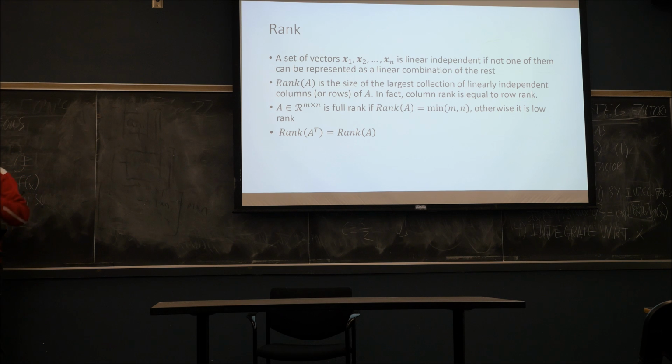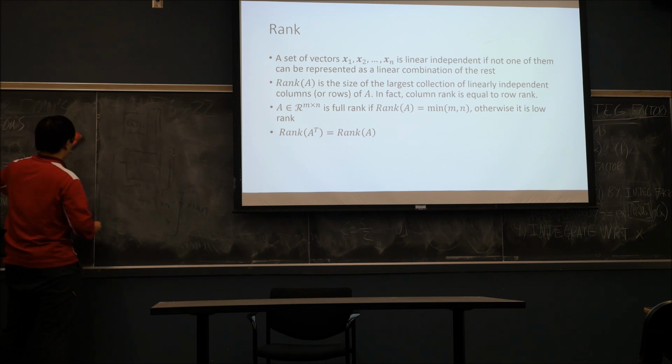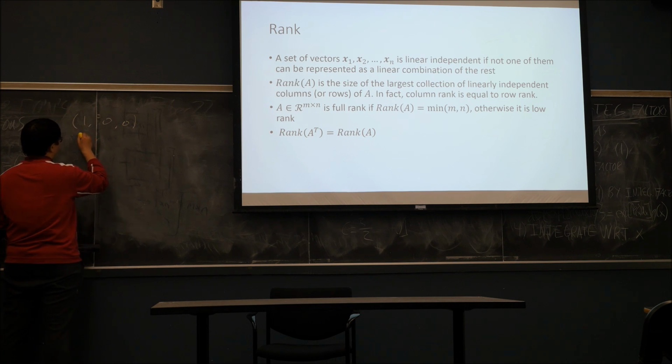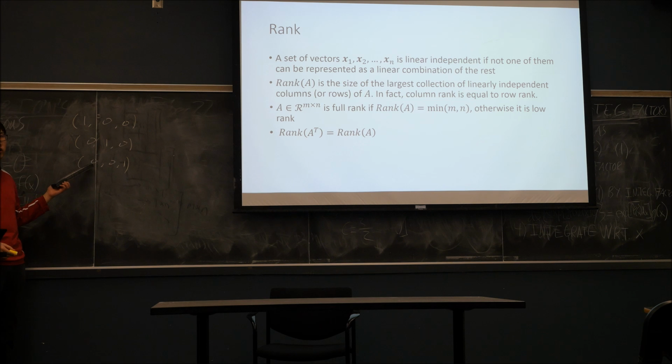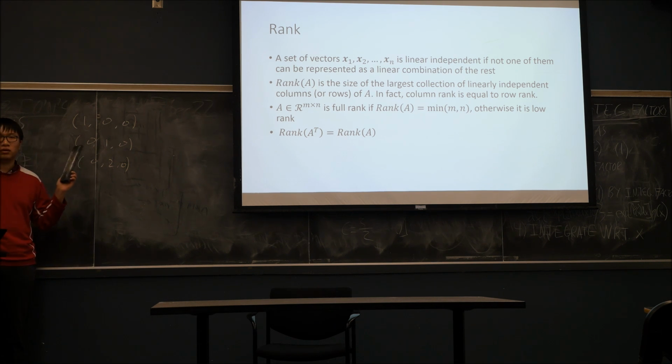Rank is a pretty important concept. For a set of vectors x1 to xn, if no one vector can be represented as a linear combination of the others, we say this set is rank n. For example, the first vector is 1, 0, 0, the second vector is 0, 1, 0, and the third vector is 0, 0, 1. There is no one vector that can be represented by a linear combination of the other vectors, so this is rank 3. If I do something like 0, 2, 0, it's going to be rank 2.